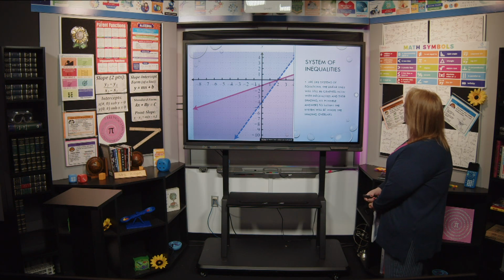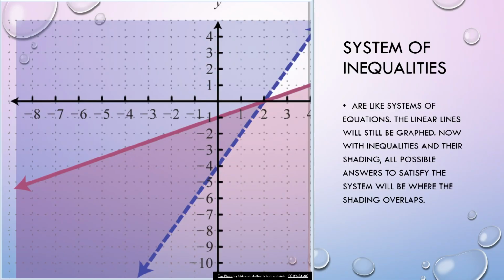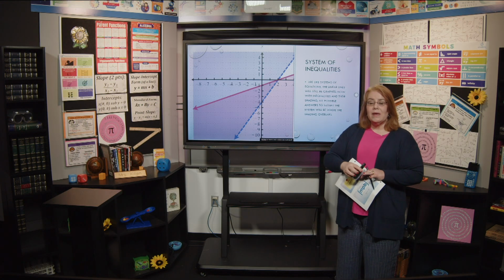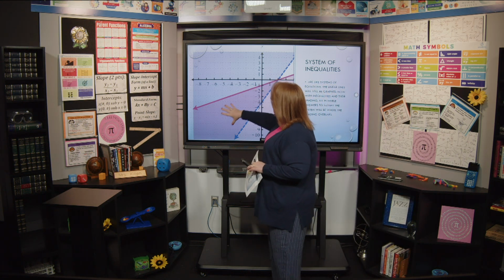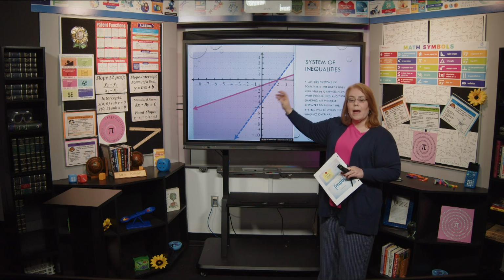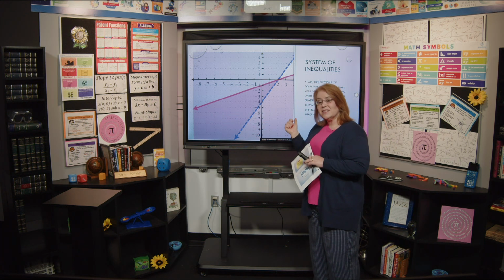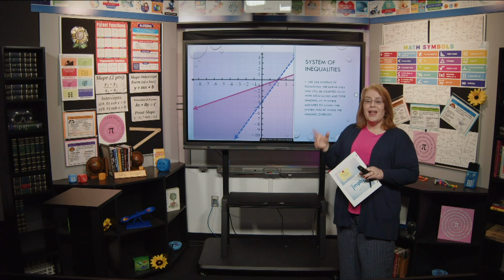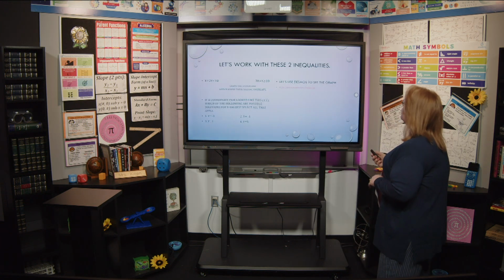All right, so a system of inequalities is like a system of equations. They're linear lines, still on graphs. Now with inequalities though, we have to worry about their shading. All possible answers to satisfy this system will be where their shading overlaps. We looked at some of that in our last lesson, meaning where I have this purple portion, I had the blue up here, I had the pink right here, and in this purple portion is where my possible answers would be to satisfy or make this system true. That's what we're looking at. So let's see some problems.